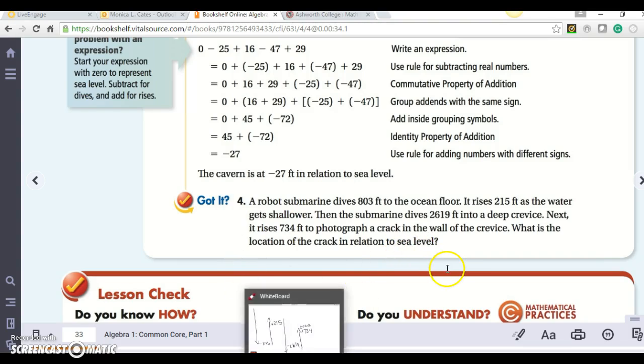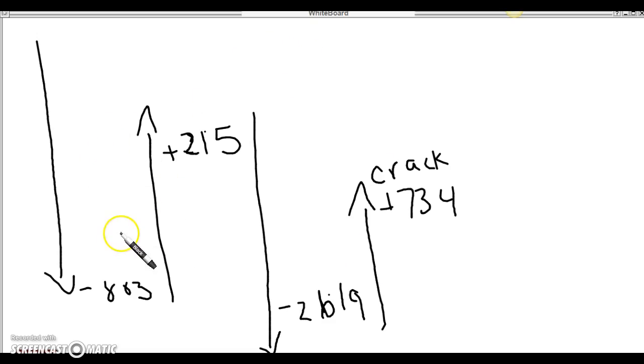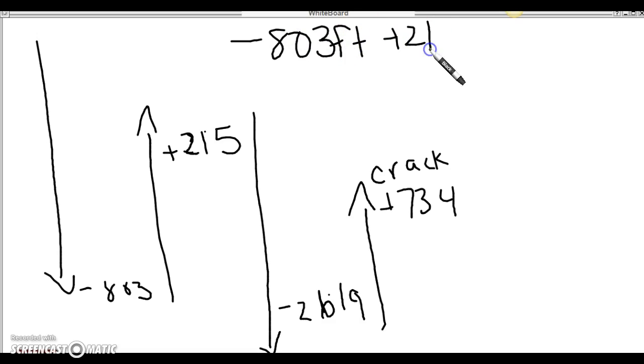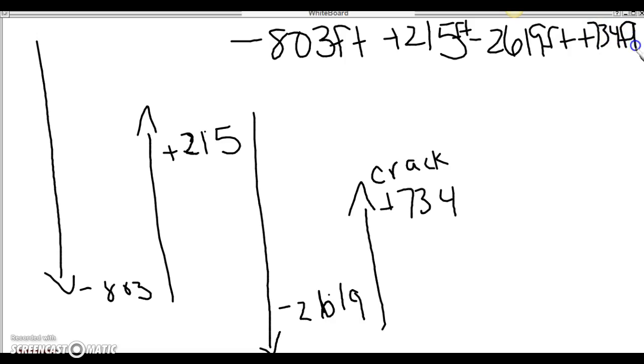Okay, so let's start here. I've written it down. So first, I start here at 0, and we don't need to put the 0, so we won't. First, I go down 803 feet. Then I come up 215 feet. Then I go back down 2619 feet. Then I go back up 734 feet.